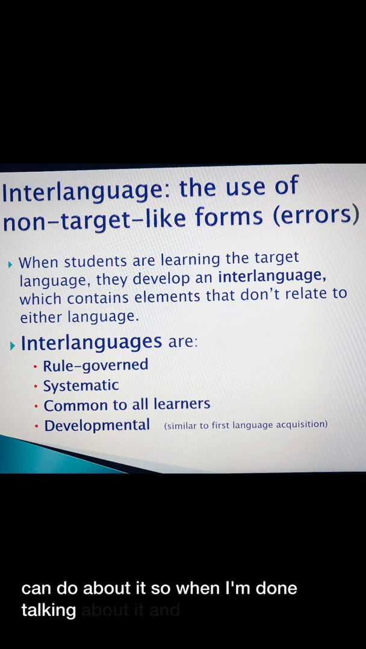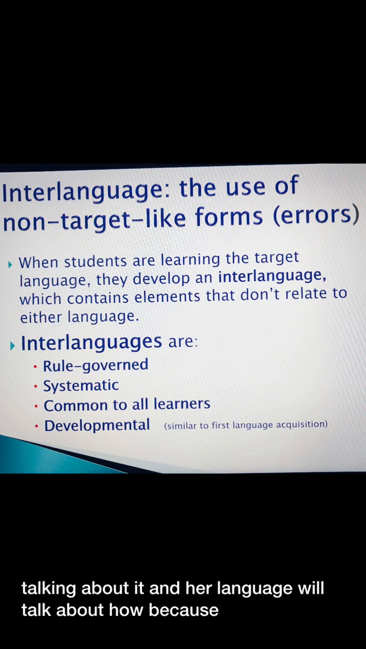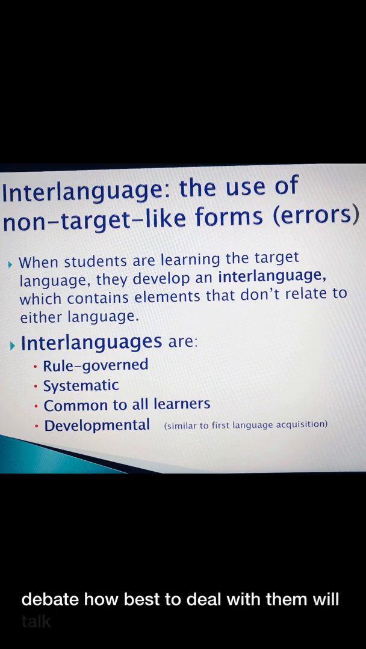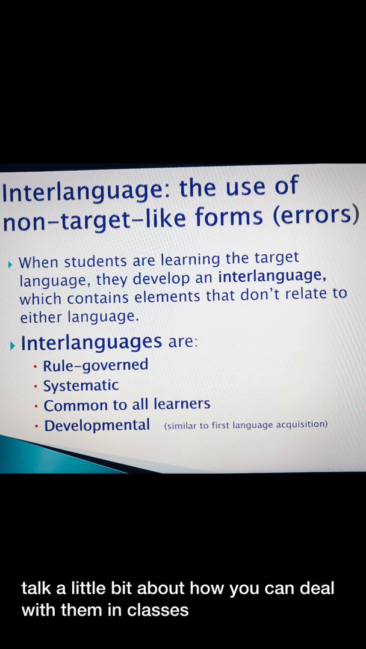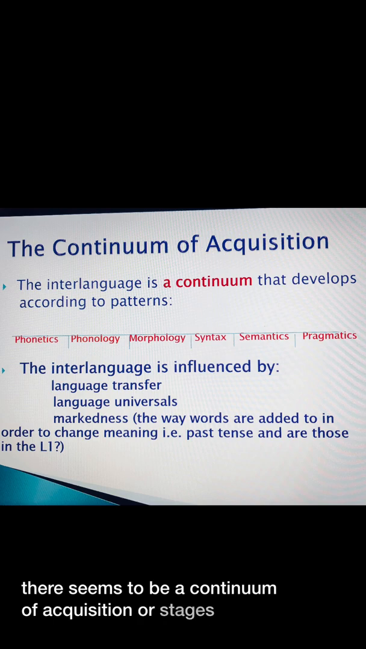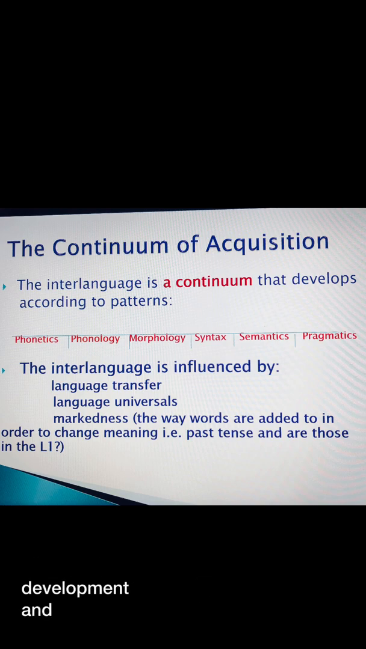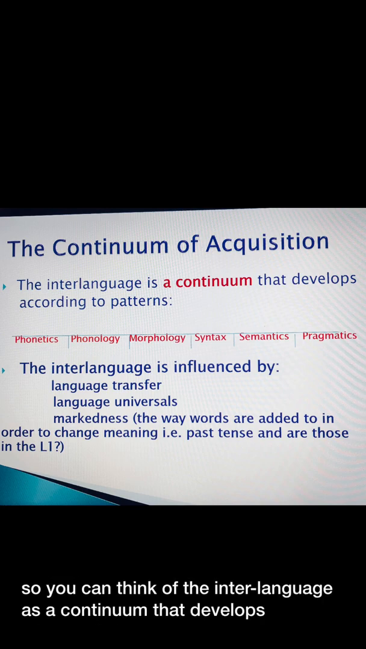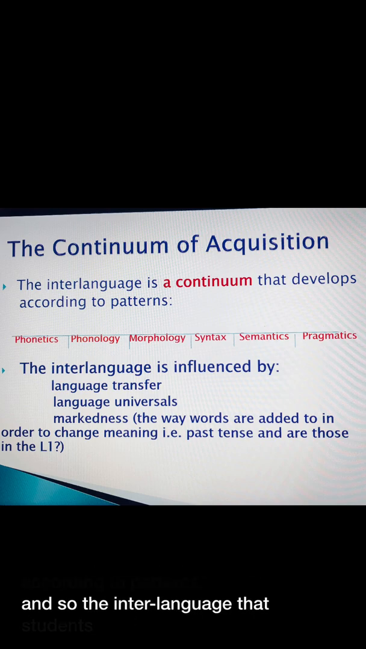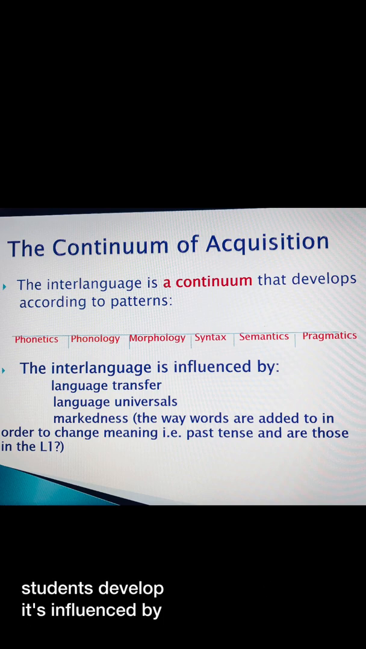So when I'm done talking about interlanguage, we'll talk about how, because there are so many different types of errors and because researchers debate how best to deal with them, you can deal with them in classes. As your book mentions, there seems to be a continuum of acquisition or stages in the development. So you can think of the interlanguage as a continuum that develops according to patterns. And the interlanguage that students develop is influenced by a few things.